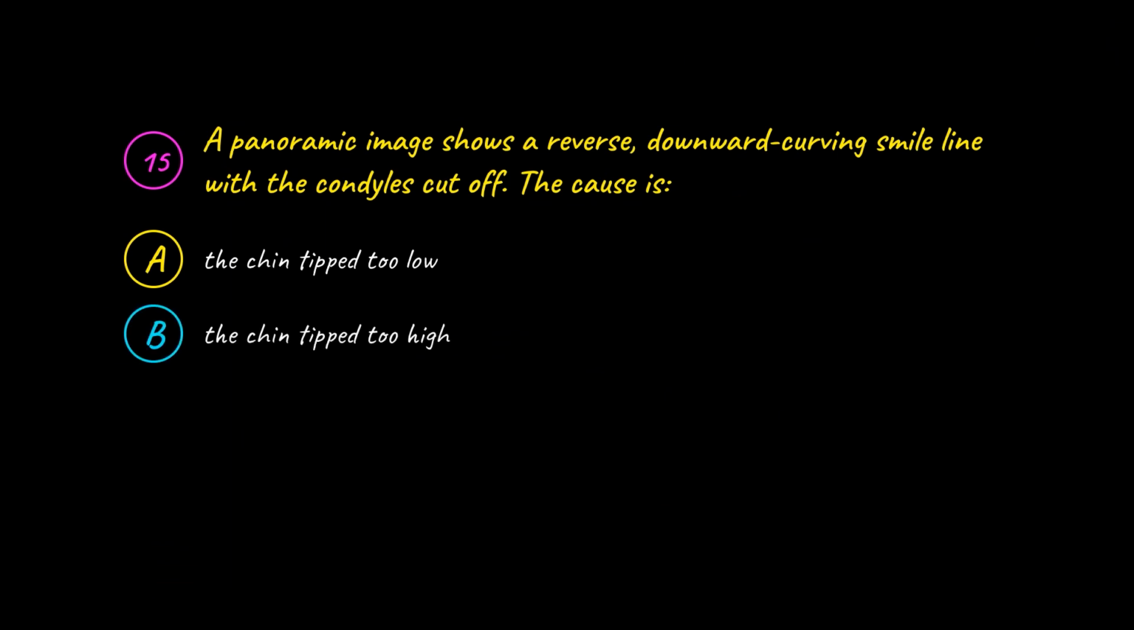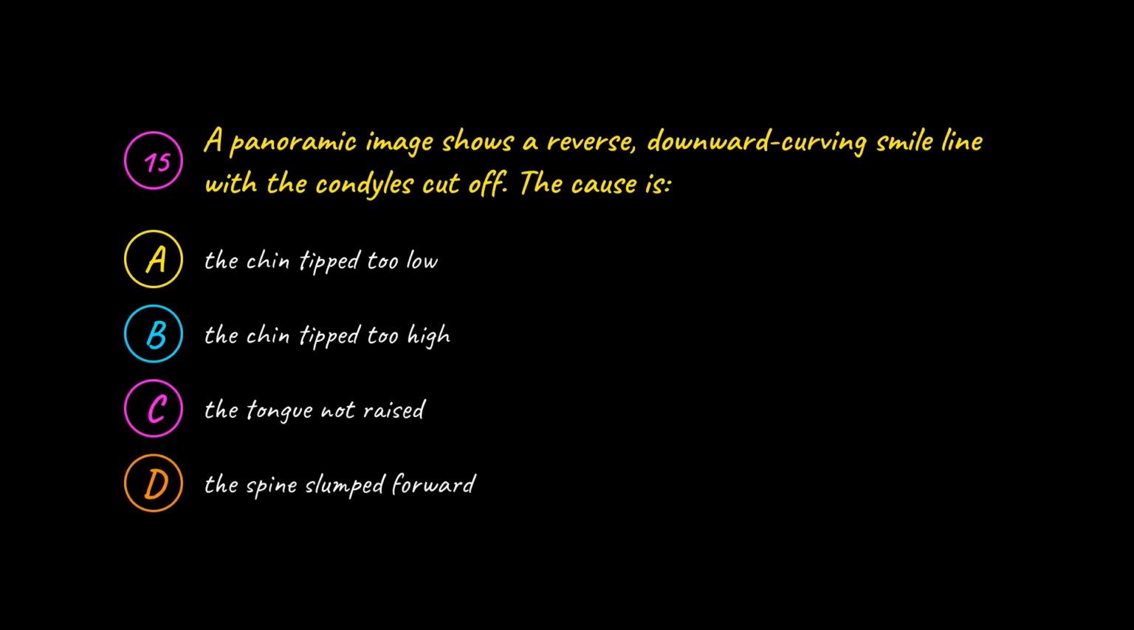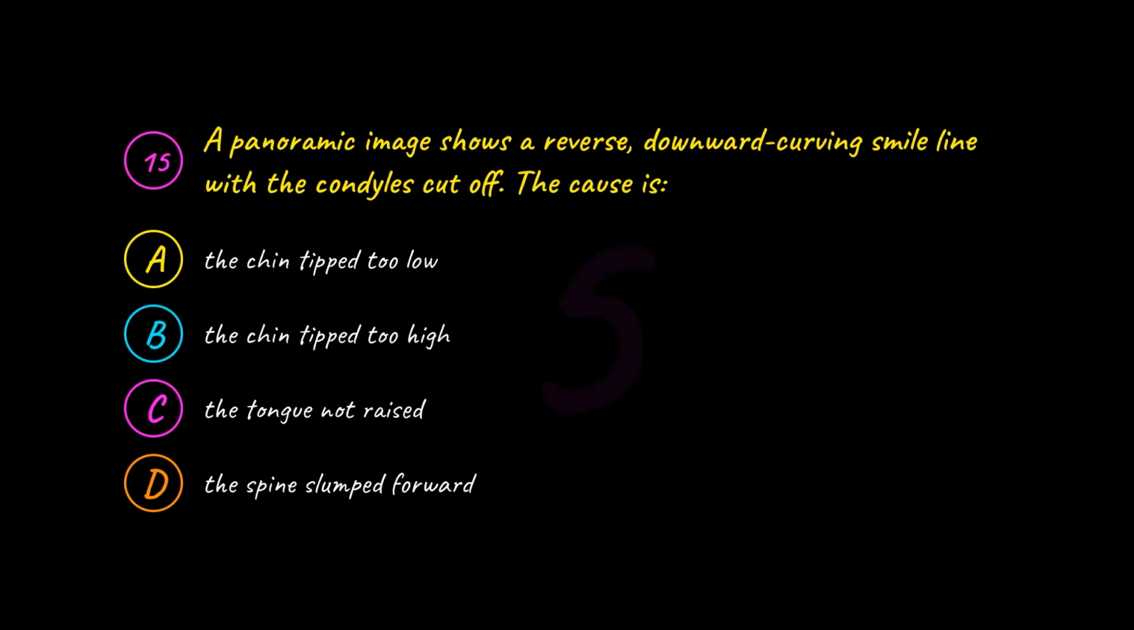Question 15. A panoramic image shows a reverse, downward curving smile line with the condyles cut off. The cause is? Your options are A. The chin tip too low. B. The chin tip too high. C. The tongue not raised. D. The spine slumped forward. Don't overthink it. Which one feels right?